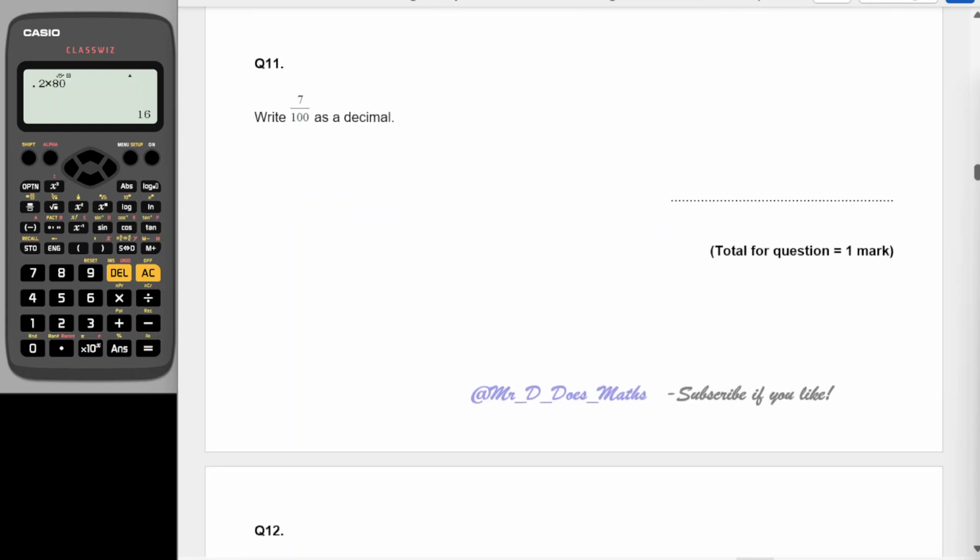Question 11, write as a decimal, so that's going to be 0.017. And we can do it as division.